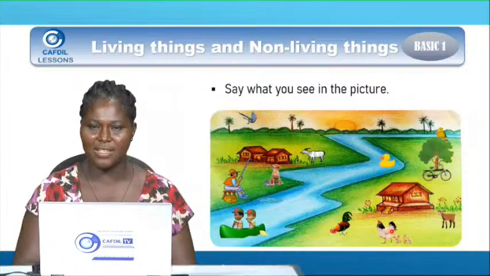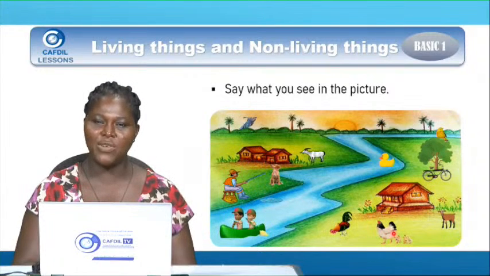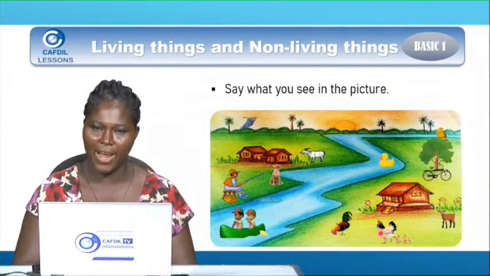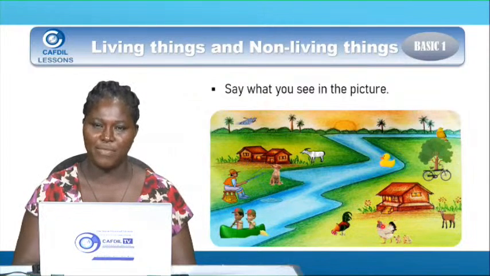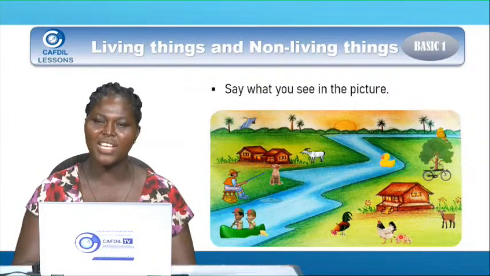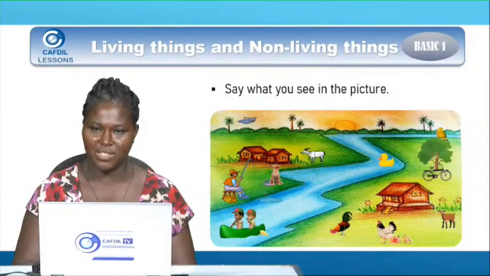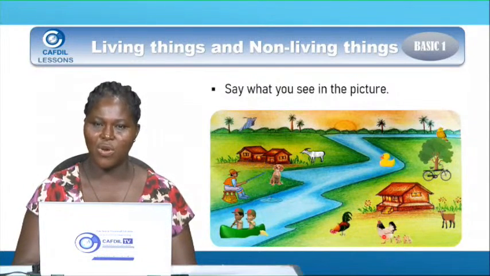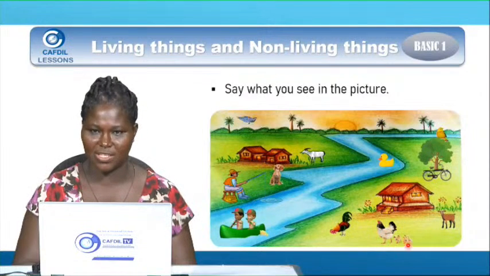Now what is this, children? Now this is a hen. What color is the hen? White and black. Now we can see small things. They are chicks. The smaller ones are called chicks. So a hen and chicks.